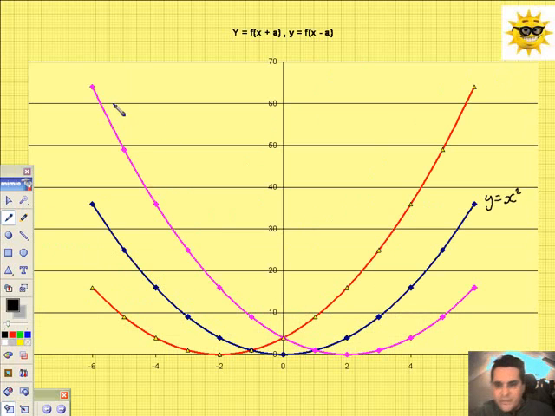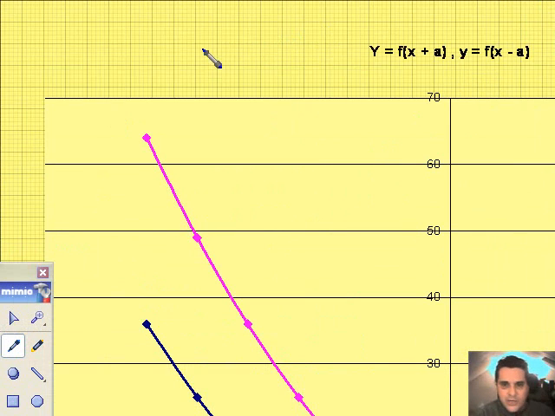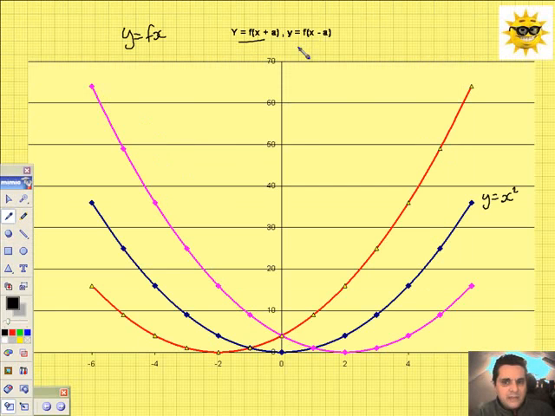Now, this is the horrific bit. These are the general equations, or rather the general transformations. Again, I'm still playing with the generic y equals something to do with x. And if I've got this one here, y equals f(x plus something), and here I've got y equals f(x minus something), it's what these somethings do.